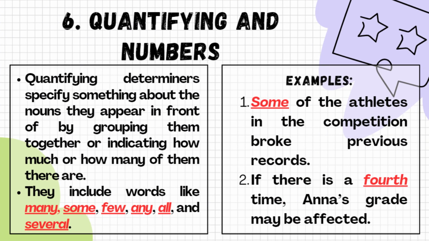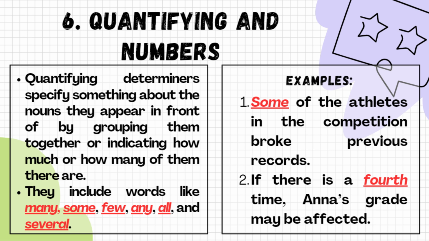Sixth, quantifying and numbers determiner. Quantifying determiners specify something about the nouns they appear in front of by grouping them together or indicating how much or how many of them there are. They include words like many, some, few, any, all, and several. Quantifying determiners are like little counters or measurers for nouns. They tell us how much or how many of something we're talking about.